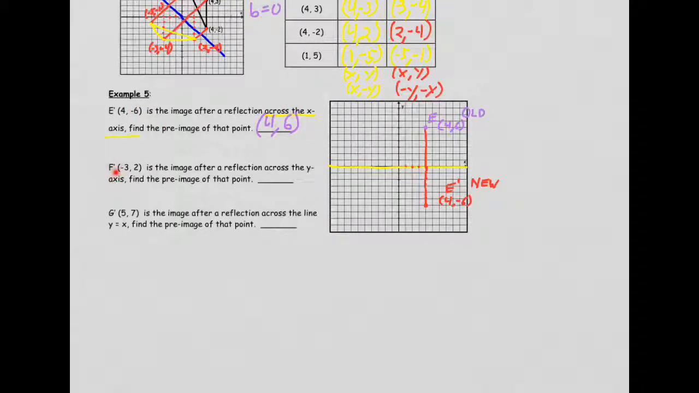Okay? F prime. Try F and G yourselves. F prime is negative 3, 2. It's the image after a reflection across the y-axis. Try that. Yeah, that's fine. And find the pre-image of that. Highlight that y.